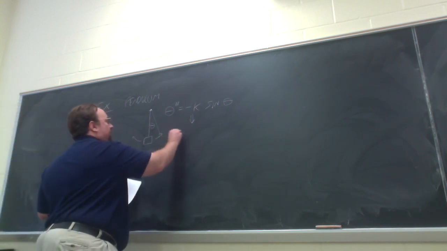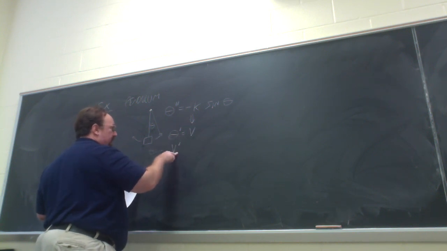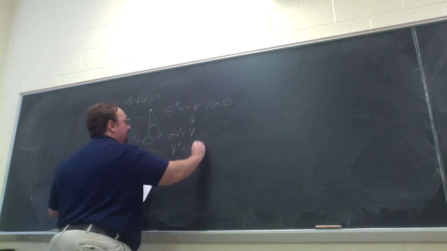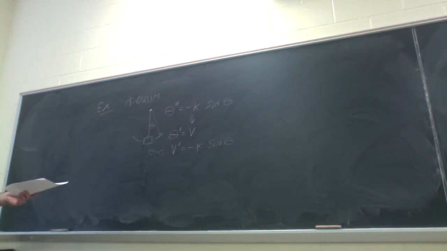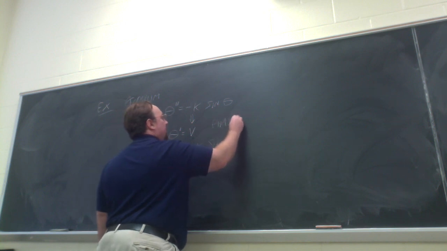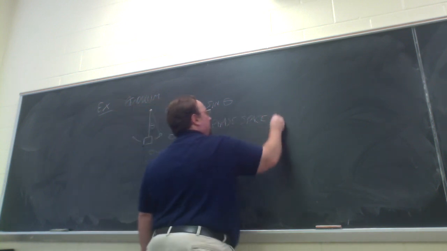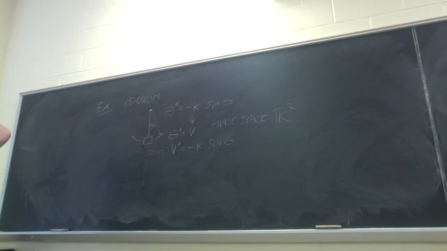So I can say theta prime is equal to v, you think of it as velocity, and then derivative of velocity is theta double prime, and that would be minus k sine theta. Now, the right-hand sides of these equations are defined everywhere. So the phase space for this problem is all of R2, for our two variables, theta and v. Although effectively we're really concerned about theta between 0 and 2 pi, you can actually plot solution curves for all values of theta from minus infinity to infinity.